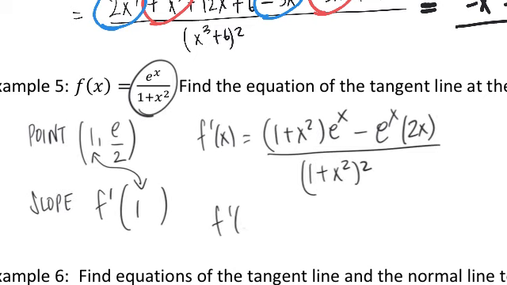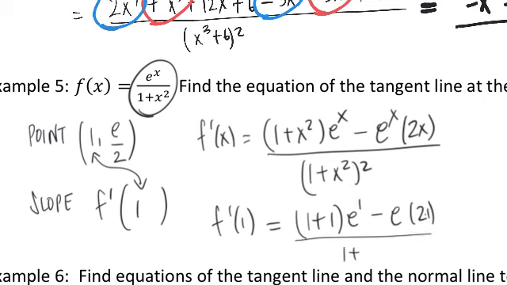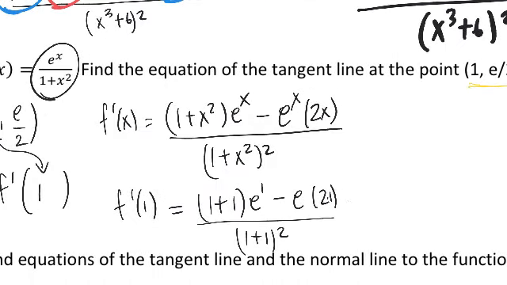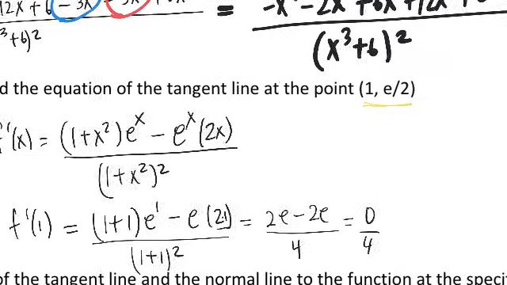And now do it all at 1. I would just put the 1 in. I wouldn't go around simplifying that because all I'm after is this one number. And so I'll just get that as quickly as I can. 2 times 1 and then 1 plus 1 squared. So I'm going to get 2e minus 2 times 1 is 2 times e is e. 2e minus 2e over 4. But 2e minus 2e is 0. So 0 over 4 is 0.